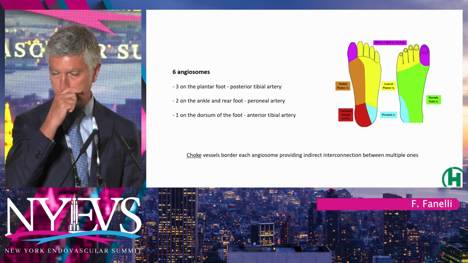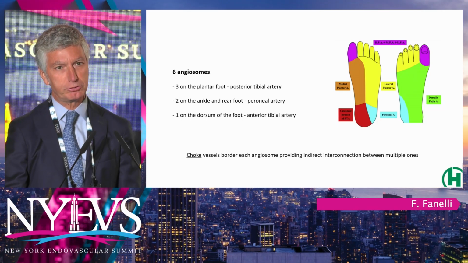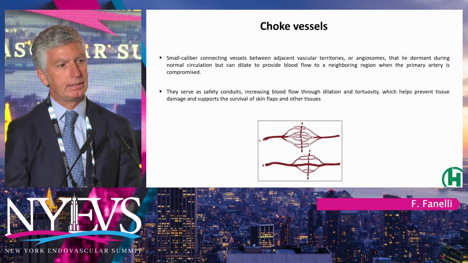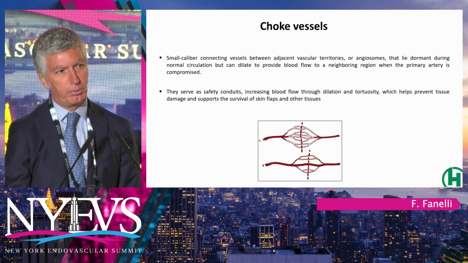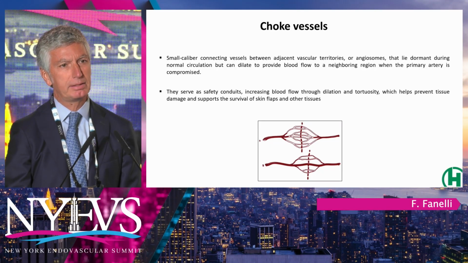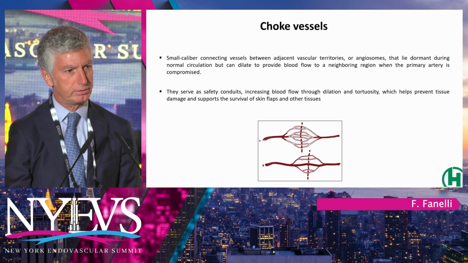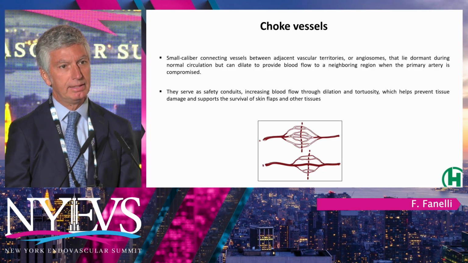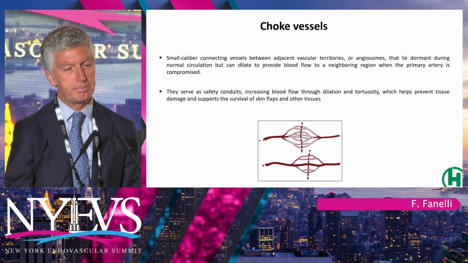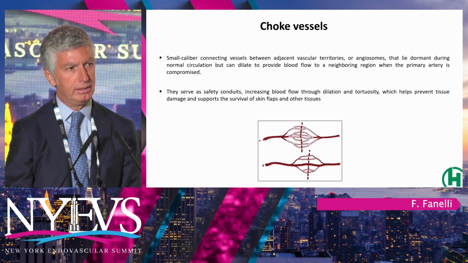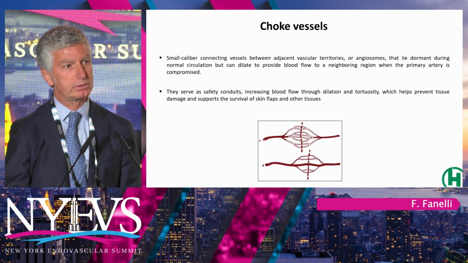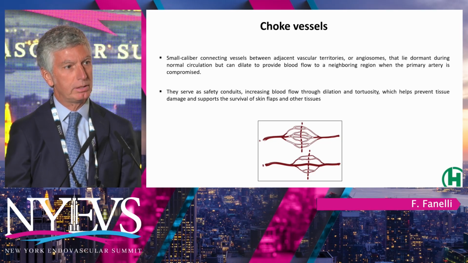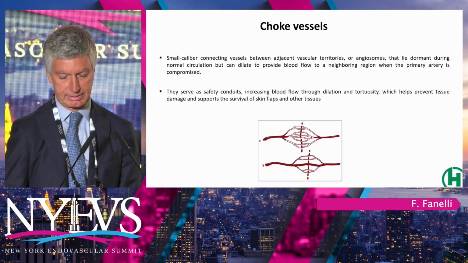Obviously, there are also some connections between the angiosomes, and these are made by the choke vessels. In a normal condition, these are small branches that are not very important for the perfusion of the tissue. But in those conditions where there is a disease in the main branch or the main artery, they play an important role because they provide some collateralization of the flow, improving the blood in the diseased area.